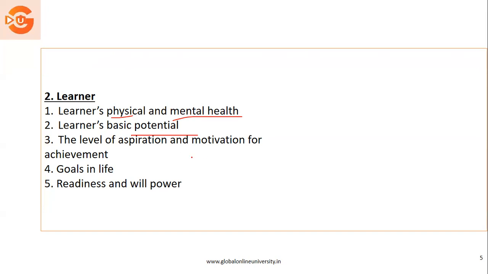The level of aspiration and motivation for achievement. What type of aspiration or motivation does every child have? How can the teacher mold it into becoming better? How can the teacher make it more acceptable for them, challenging for them, and go ahead with them? So that also matters a lot. Goals in life, readiness, and willpower. So these are the factors which affect the learner.